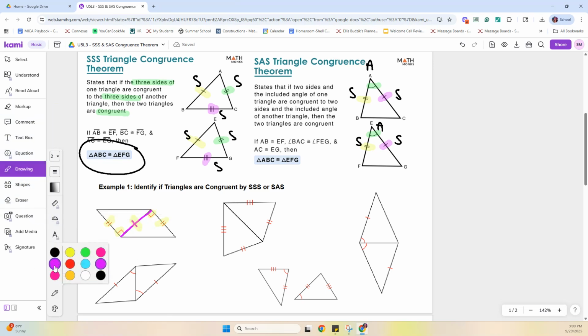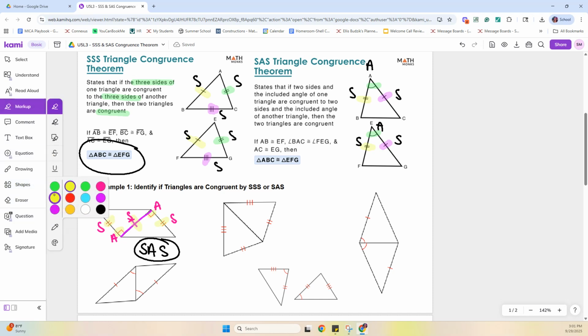So now I have a side, an angle, and another side. Same thing here. I have a side, an angle, and another side right here for this triangle. So this one is congruent by side, angle, side. Okay, let's see the next one.